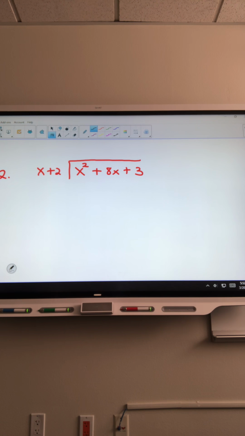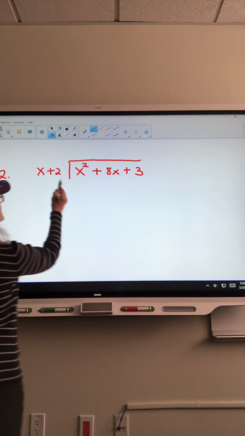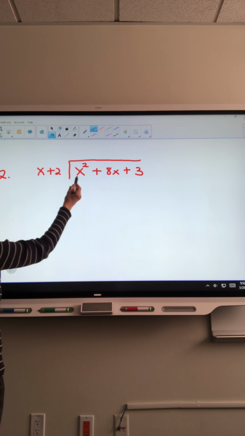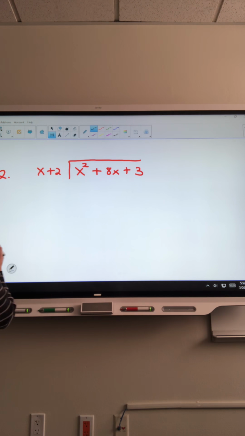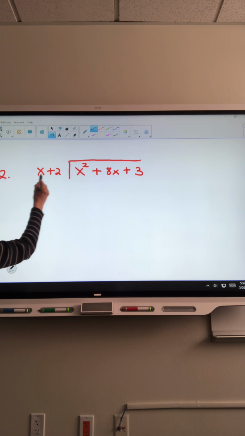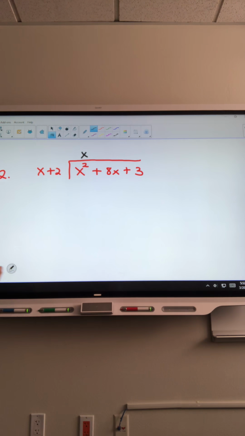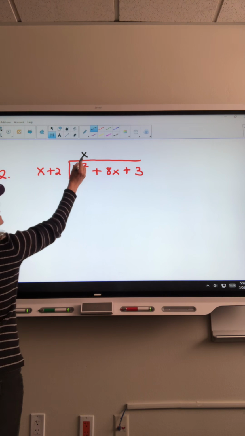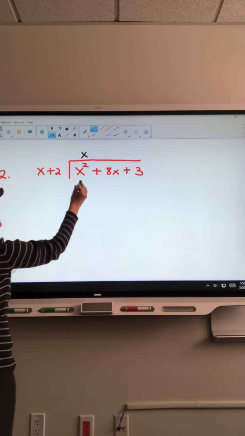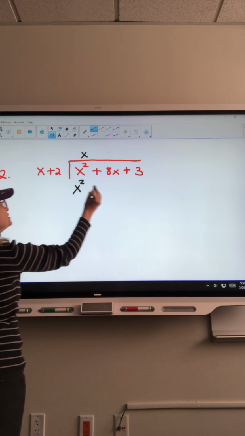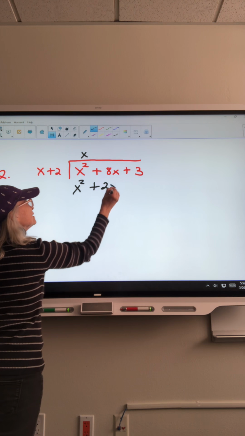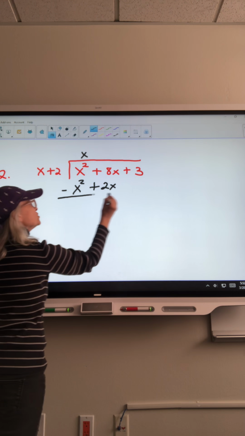Okay, so example number 2. Example number 2 says x squared plus 8x plus 3. So we're going to divide the x into the x squared. And then we're going to multiply. x times x is x squared. x times 2 is 2x. And then we subtract.